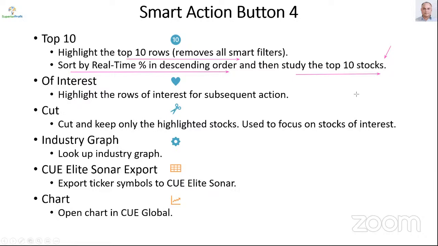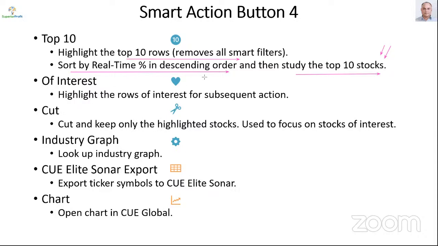Also look at the scorecard. Are growth stocks more in the top 10 stocks, or are value stocks more, or something else? Sometimes junk stocks may be in the top 10 stocks as well, meaning neither growth nor value stocks.